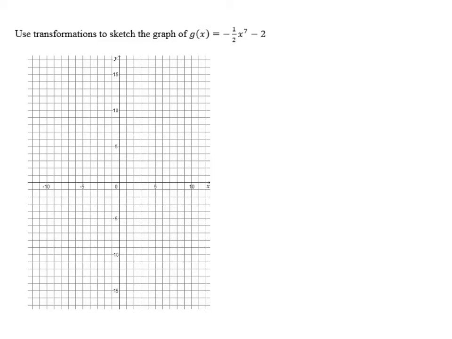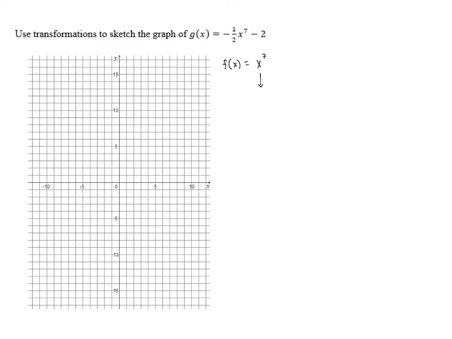Use transformations to sketch the graph of g of x equals negative 1/2 x to the 7th minus 2. So again, we're going to start with a basic function here and look for transformations. This time the basic function is x to the 7th.